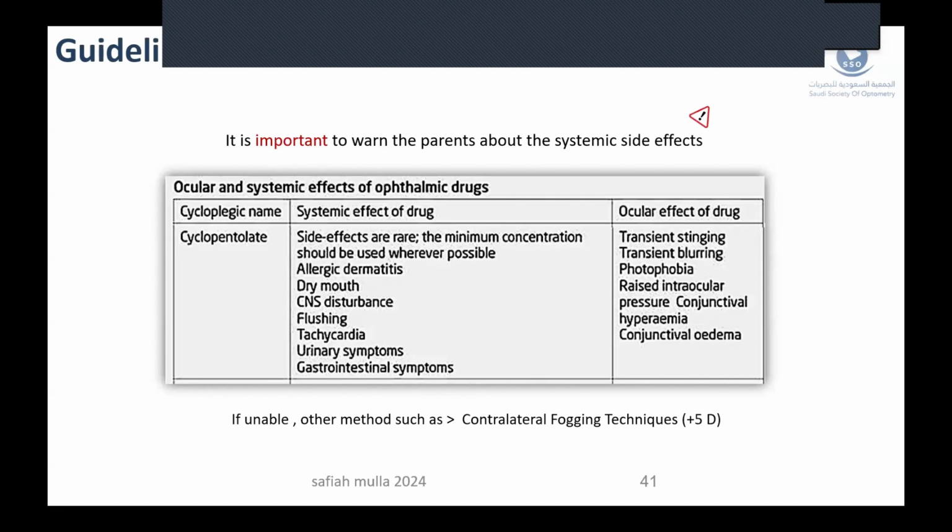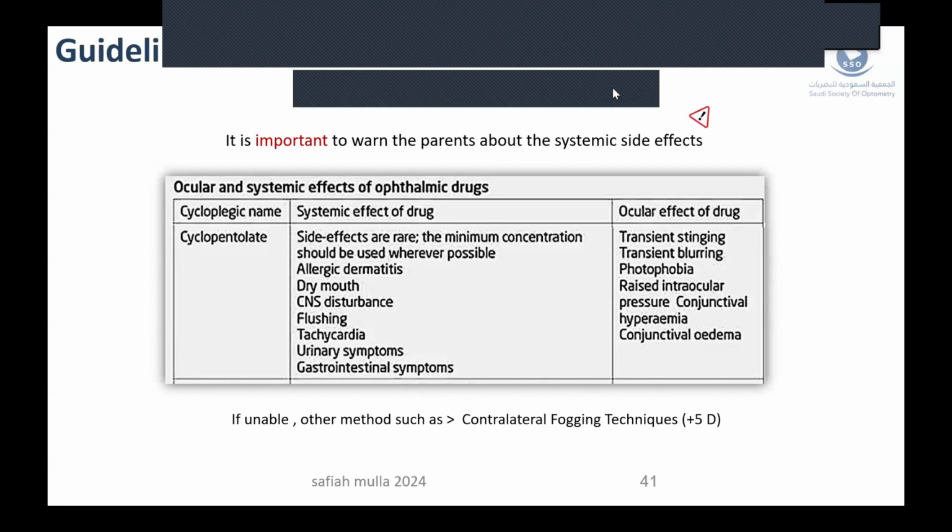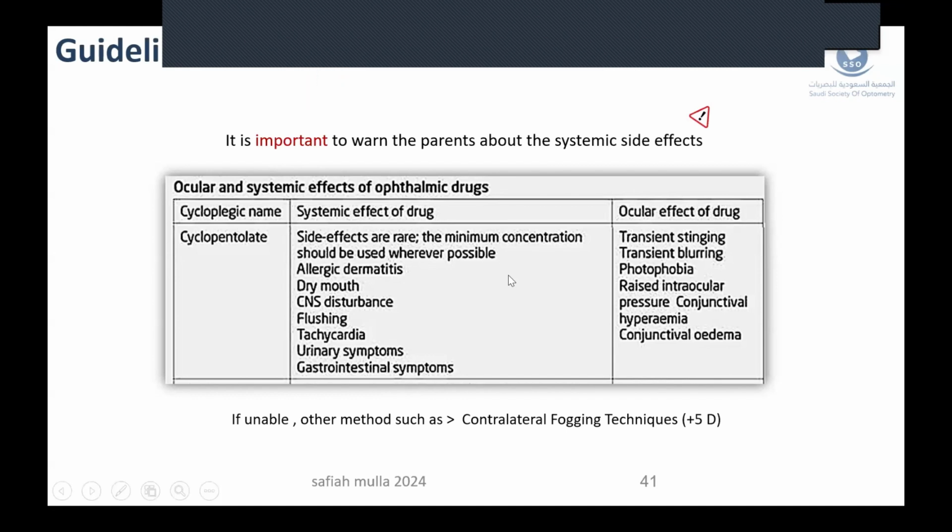If you are unable to use cyclopentolate or any medicine for dilation, you can use other methods such as the contralateral fogging technique, where you put a +5 diopter lens in front of the non-examined eye and do your retinoscopy, and then you shift the lenses to the other eye and do your retinoscopy too. But it's not going to be as effective as using the cycloplegic medicine.